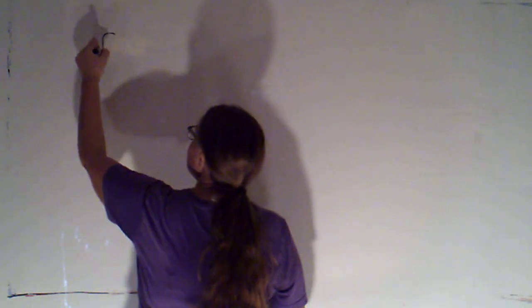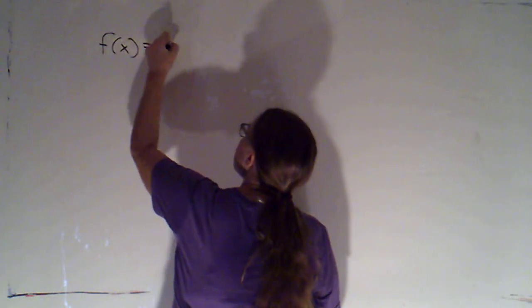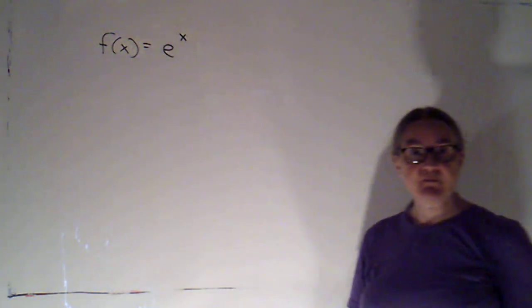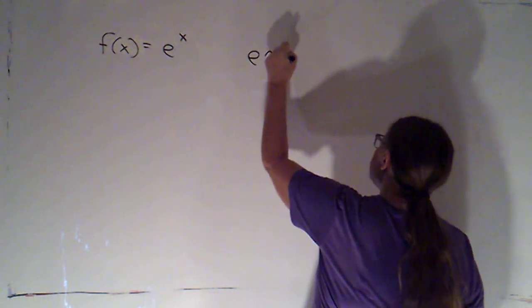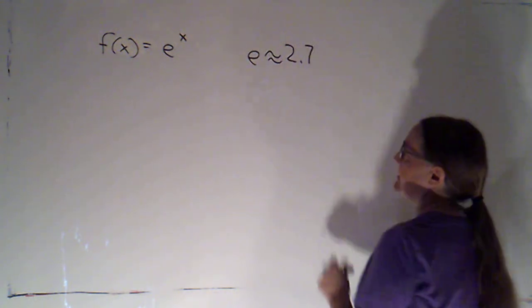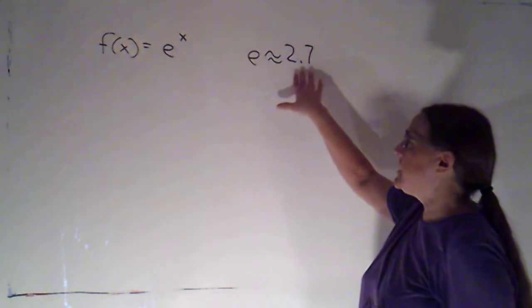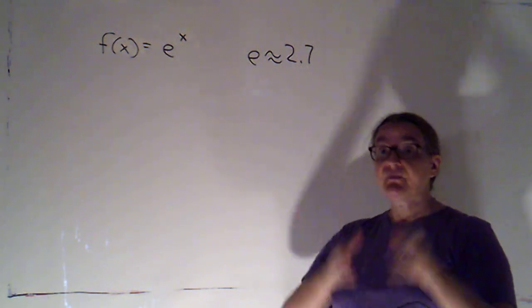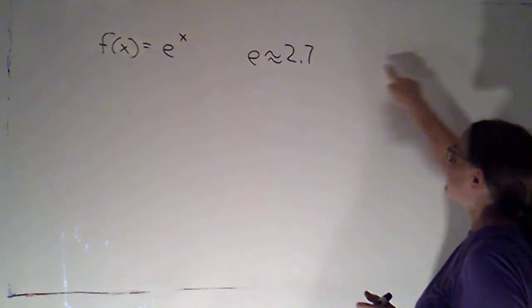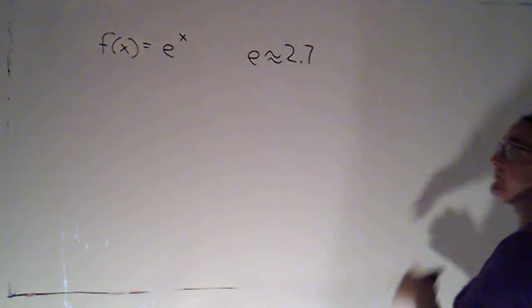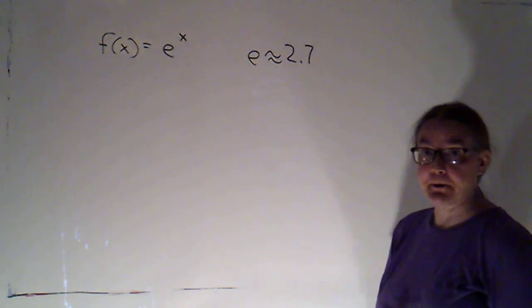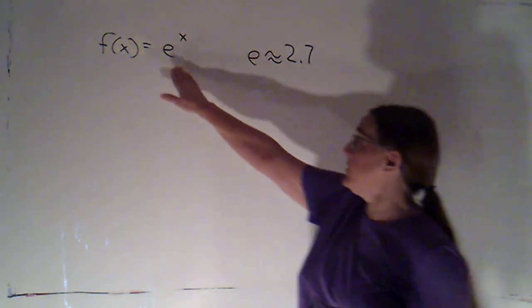I want to take a look at one very special exponential function, and that's going to be the one that has the base of e. So if I look at f of x equals e to the x, e is a number. E is approximately 2.7. It's actually an irrational number, so it's like pi and the square root of 2. The decimal expansion, if I were to write it out exactly, goes on forever and ever without ever repeating a pattern. And so we just call it e.